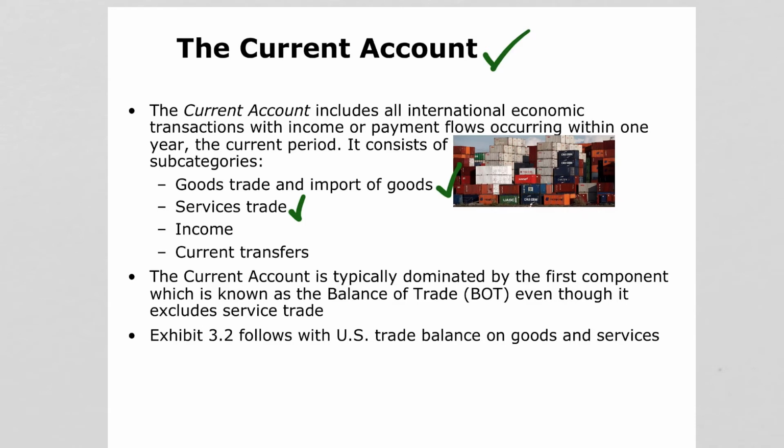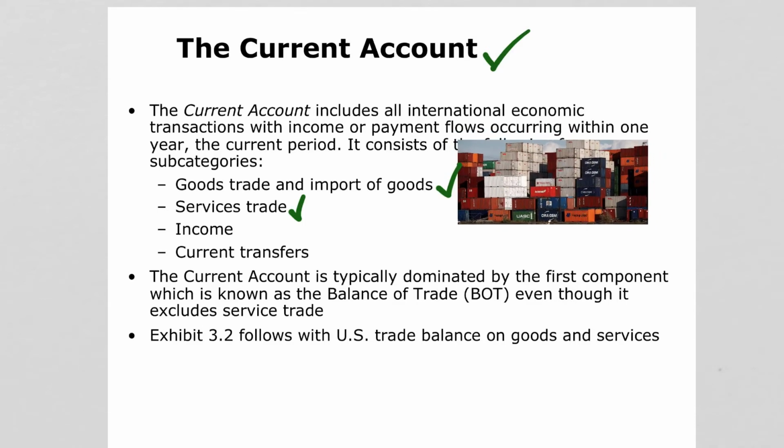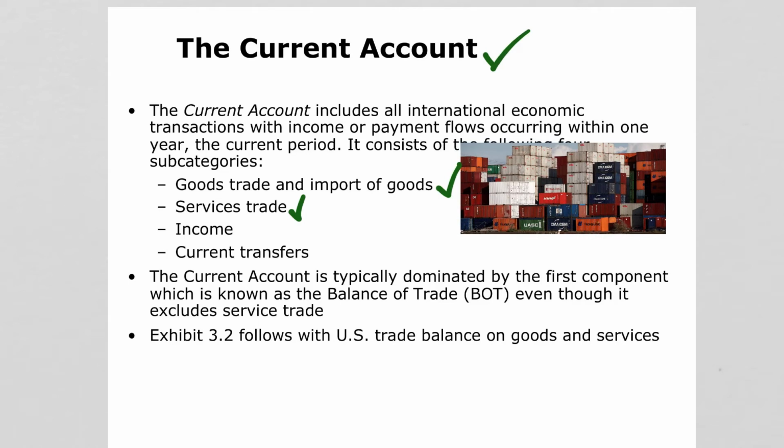This category of goods and services, this specific category of the current account, that's called the balance of trade. Think of this as all the physical goods that get exported and imported between a country. Let's take a look at the balance of trade for the US.